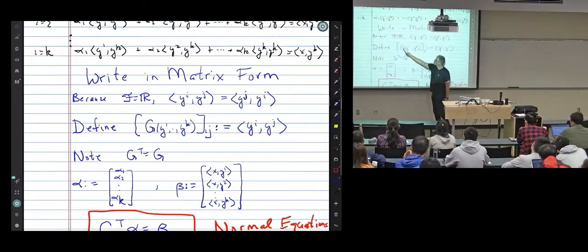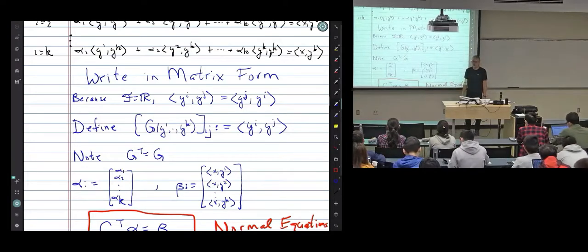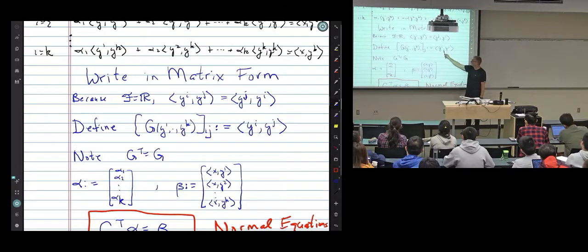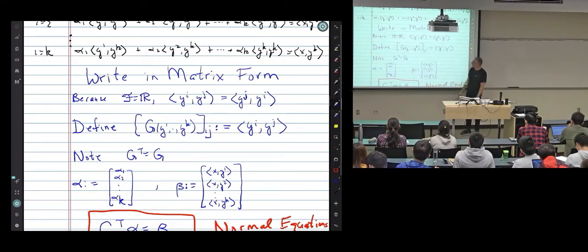Suppose I build the Gram matrix out of an orthonormal basis for M. What is the Gram matrix then? These guys, suppose they're orthonormal. So when i is not equal to j, I get 0. And when i is equal to j, I get 1. Okay? So then the Gram matrix is just the identity. Oh, okay?